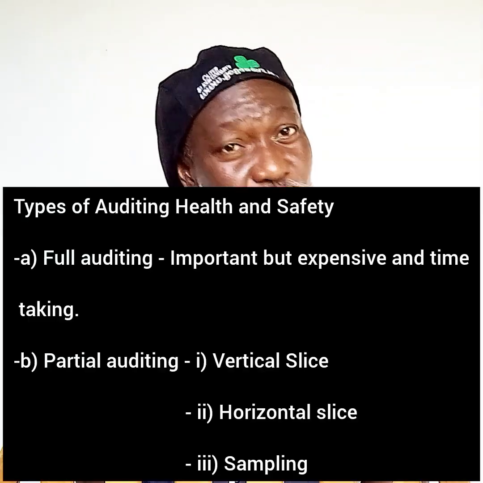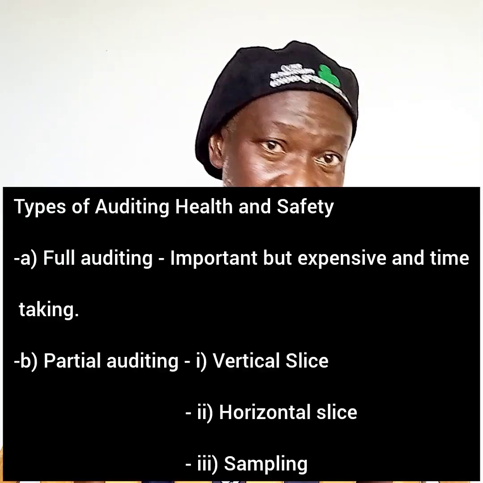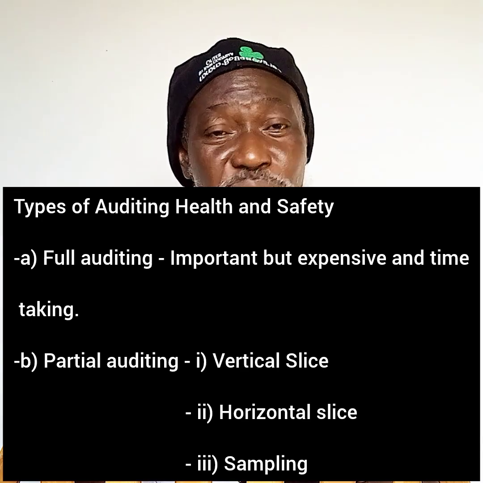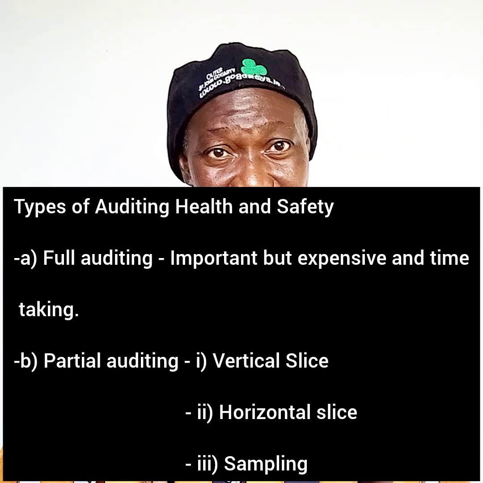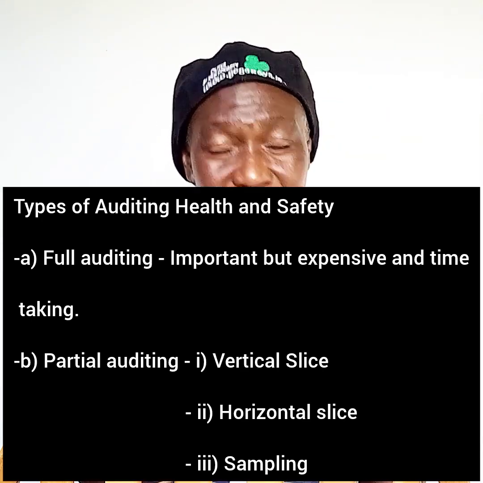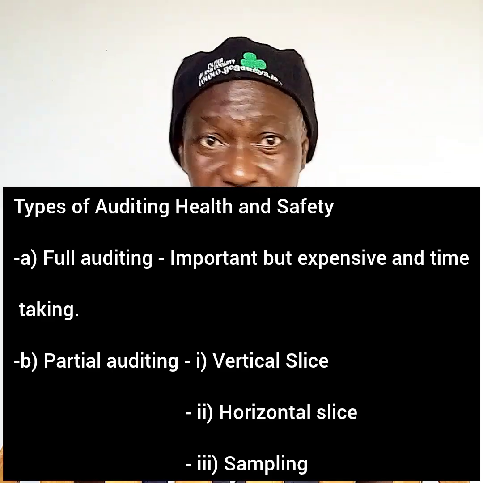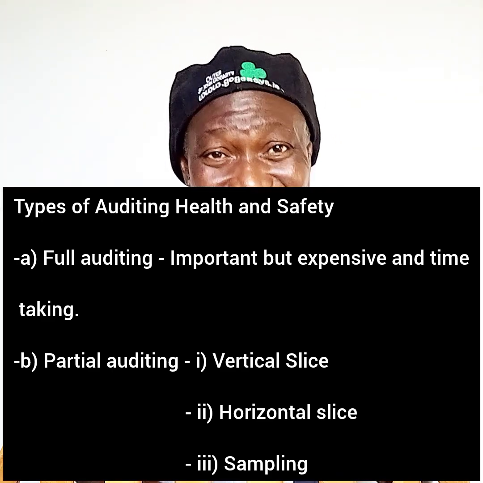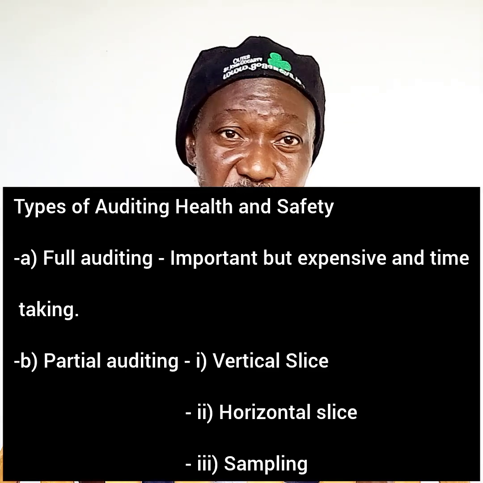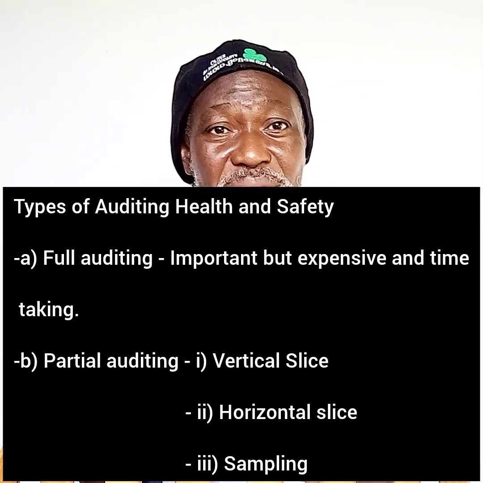All right, let's go to understanding auditing types. There are two types: full auditing or partial auditing. Full auditing, or full-scale auditing, is time-consuming and expensive, but it has to be done. Some organizations don't like it, but it's necessary for the continuous improvement of the organization. So despite the cost and time, it has to be done. However, partial auditing can also be done. We have three types of partial auditing, and partial auditing has to be done in occupational health and safety. Let's take a break.